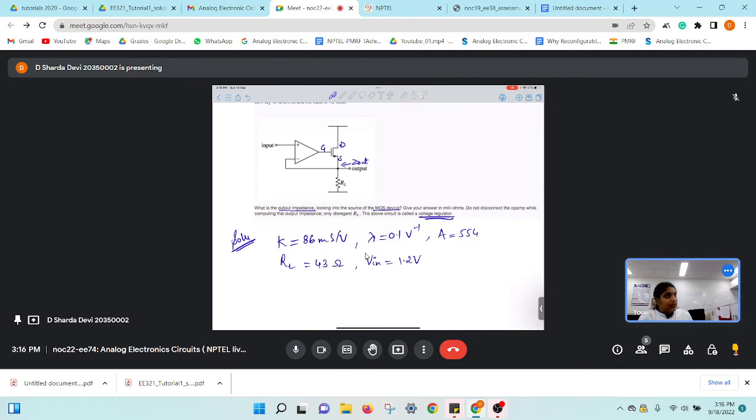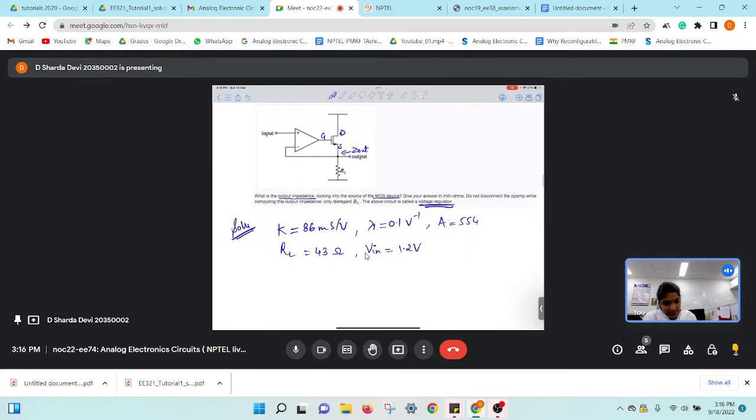So we have to find this Zout. For that, what are the things known to us? We'll proceed step by step. We can see there is one single path for current I. This current flows through the MOSFET and then through RL. So will there be any current in this particular direction?